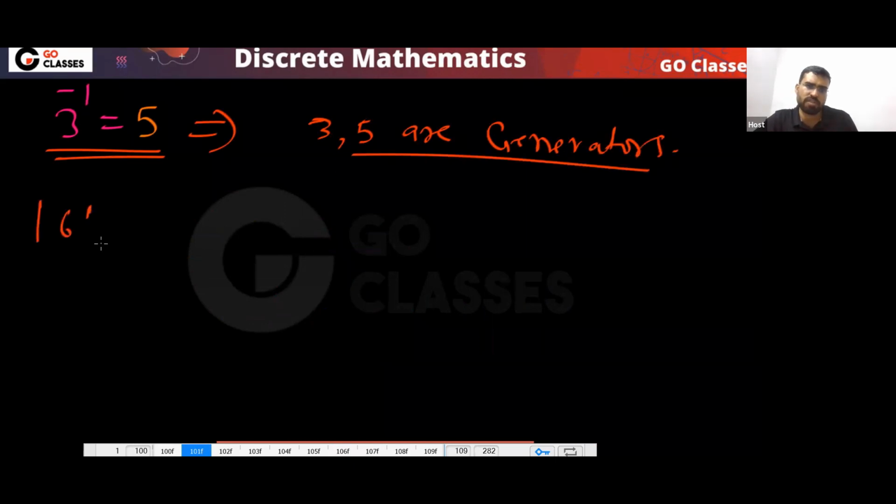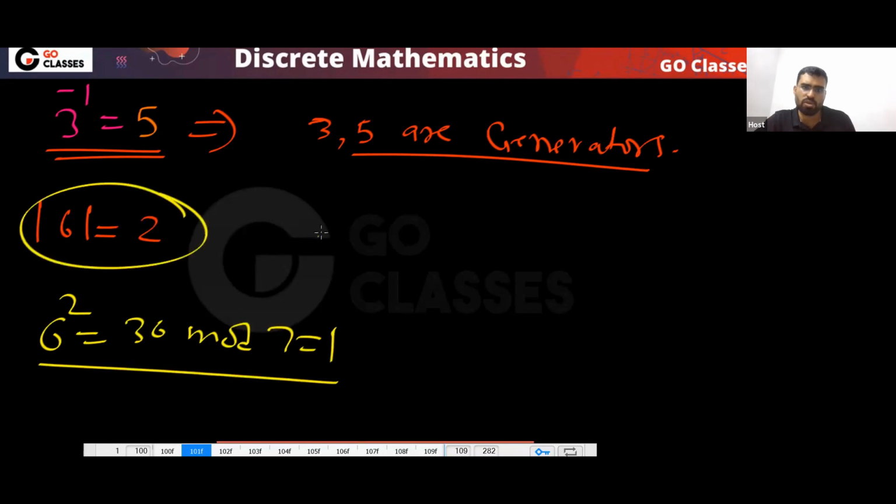And you can notice the order of 6 is 2 because 6 power 2 is 36 mod 7, and that will be 1. So I can say this is not a generator. So the only generators are 3 and 5.